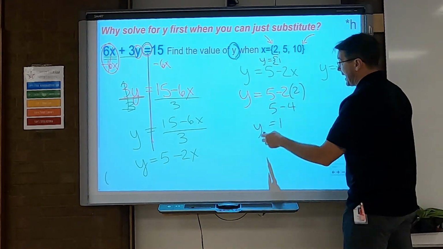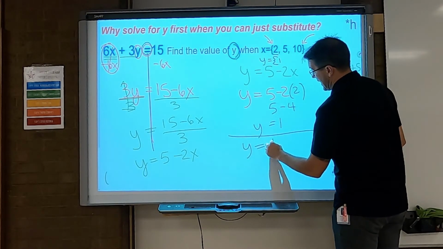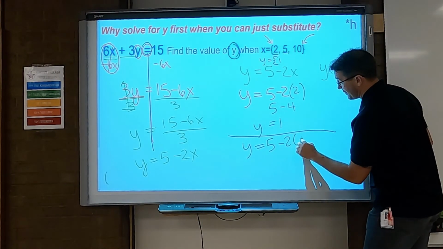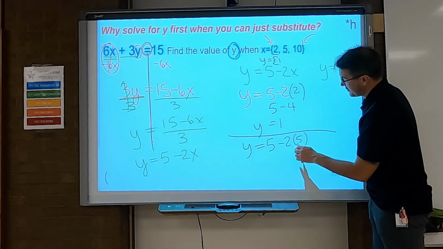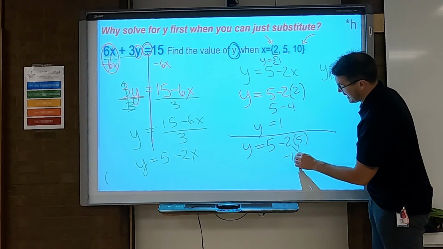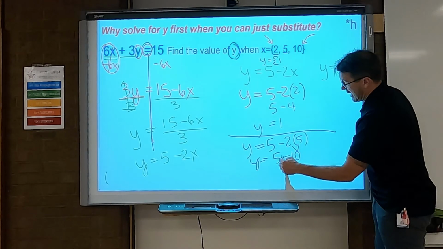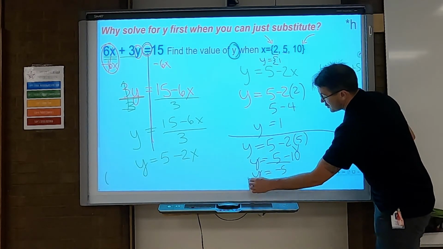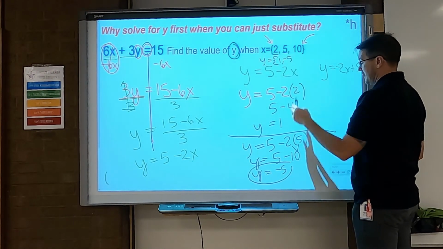Now I can jump back and say, okay, now I'm going to substitute. Y equals 5 minus 2 times x, and x is 5. So I substitute in a 5 there. Okay, I can do that pretty quick. Negative 2 times 5, because the order of operations is multiplication before subtraction, it's negative 10. And then 5 minus 10 is negative 5, so y equals negative 5. So when x is 5, y is negative 5.